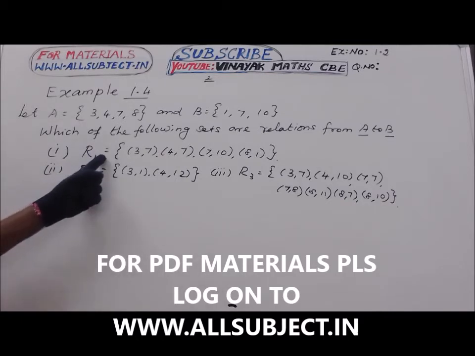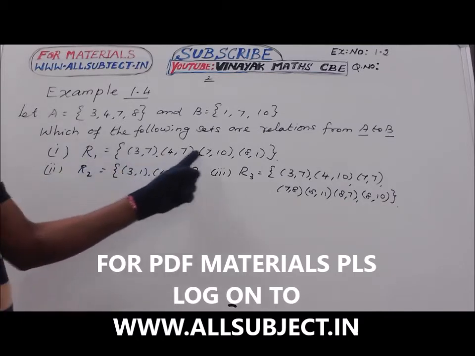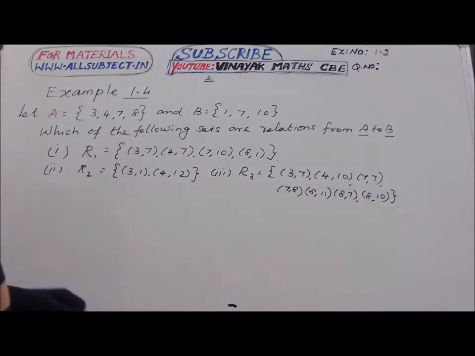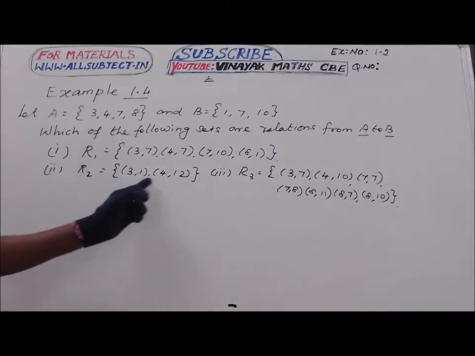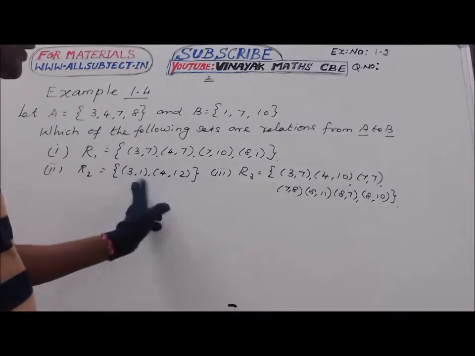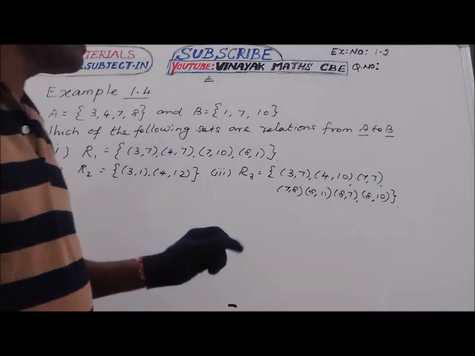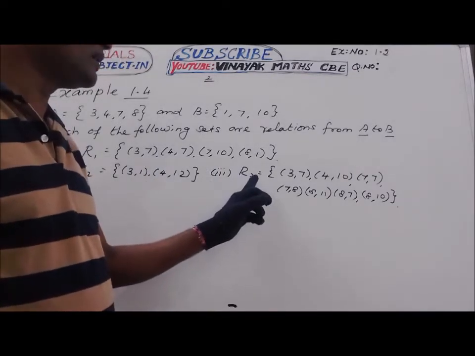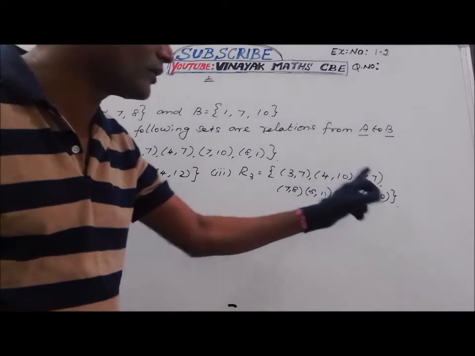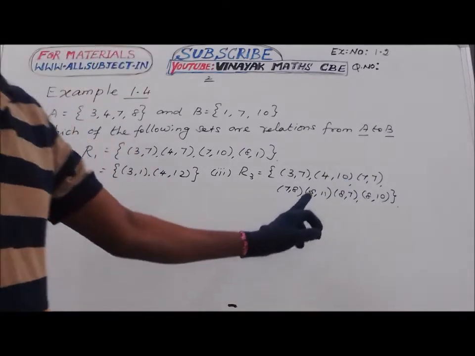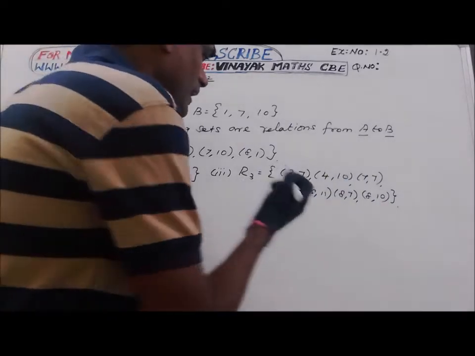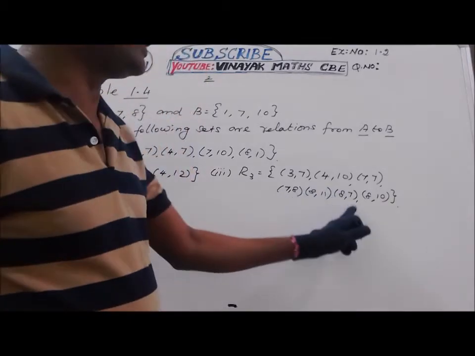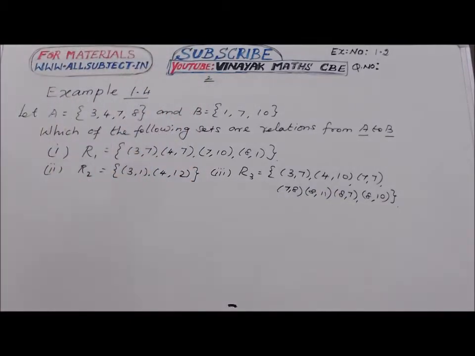R1 is {(3, 7), (4, 7), (7, 10), (8, 1)}. Relation 2 contains (3, 1) and (4, 12), only two pairs of values. Relation 3 has (3, 7), (4, 10), (7, 7), (7, 8), (8, 11), (8, 7), (8, 10). Which of the following sets are relations from A to B?